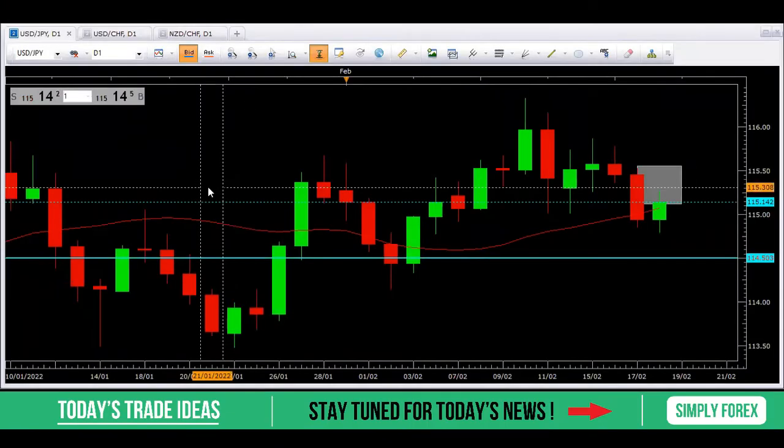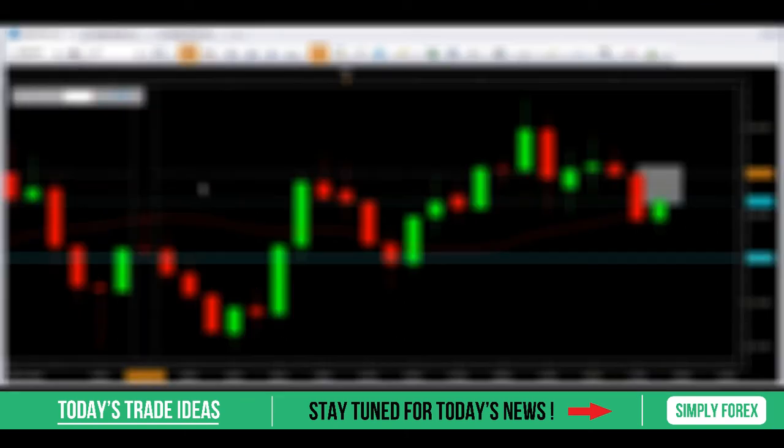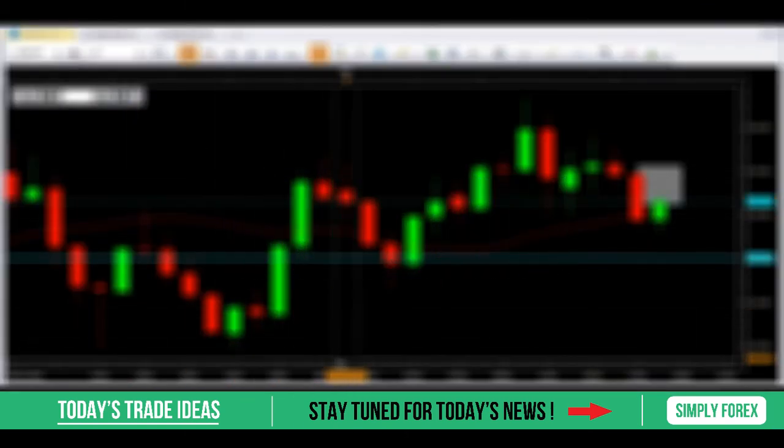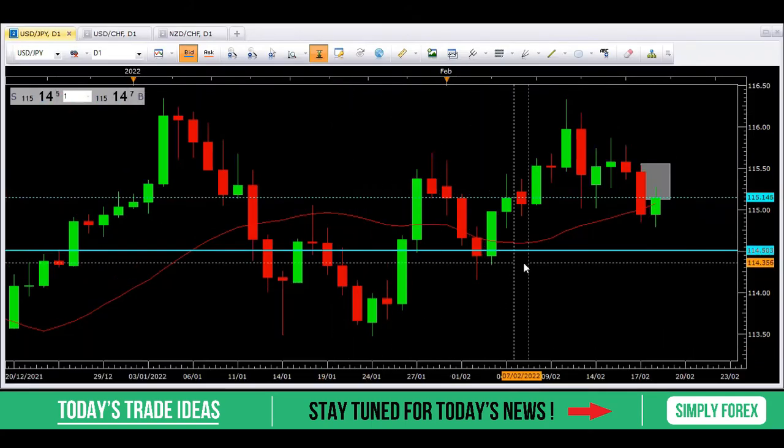Okay, guys, so the trades for today, Friday the 18th of Feb, are these. We've got three of them, three potential trades. The first one is this. This is the US dollar against the Japanese yen. Okay, so yeah, we're looking to short this market.